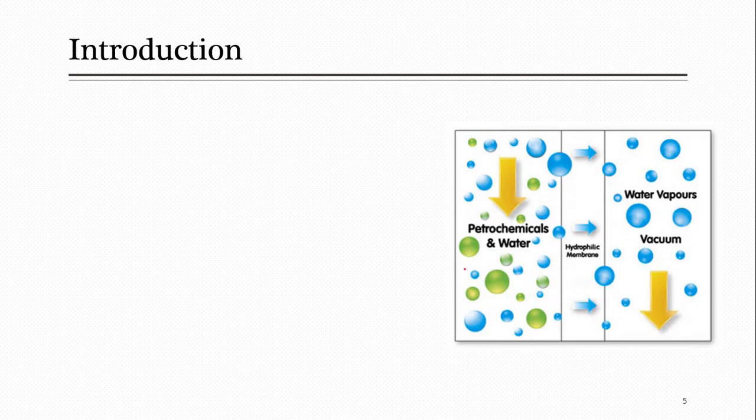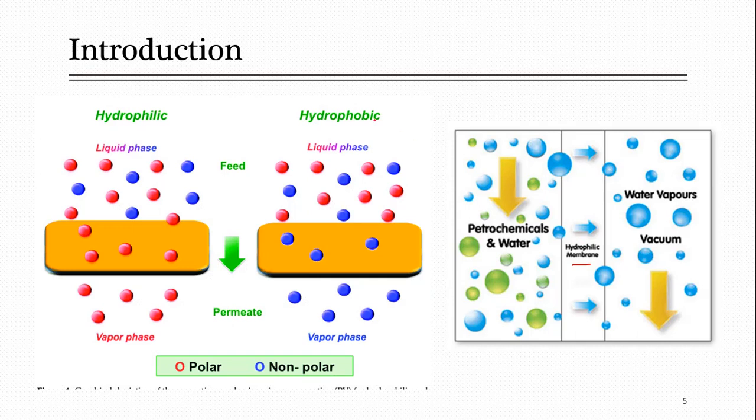Here you can see another system in which you have a mixture of various petrochemicals and water molecules, and there is a membrane here, and this membrane is a hydrophilic membrane. Hydrophilic is something which attracts water, which has affinity for water, and the other term is hydrophobic. Those repel the water, they are not water loving. This hydrophilic membrane will attract the water, and since it has good separation capability for water, water can easily diffuse through this membrane. So when you are using this membrane, on the other side, when water reaches there, water vapors are formed.